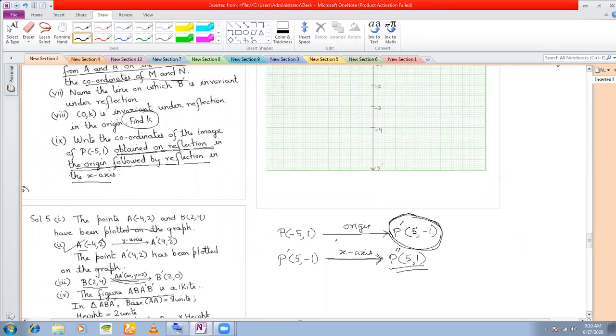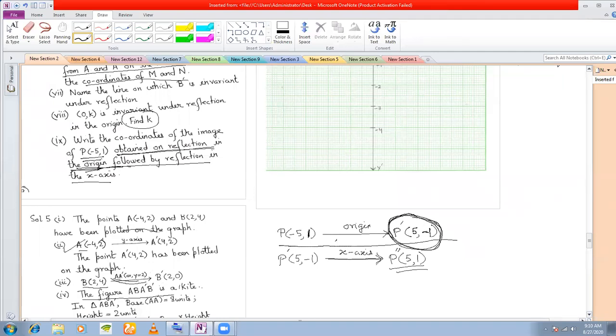The point here is that you have to obtain the image of the point P(-5, 1) on reflection in the origin. What I did was I reflected this point in the origin to get the coordinates P dashed, (5, -1). When the point is reflected in the origin, the signs of the coordinates change. So that is why it is (5, -1).